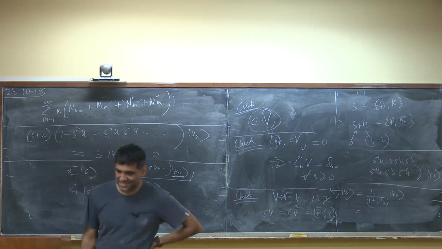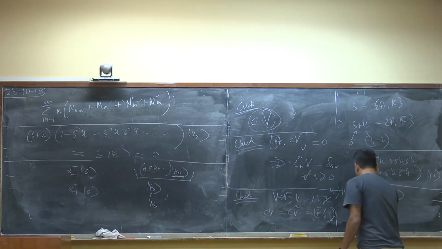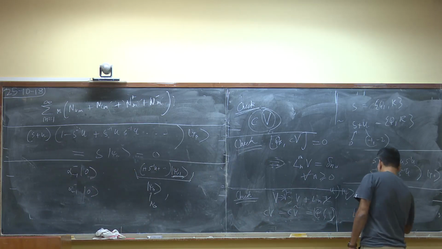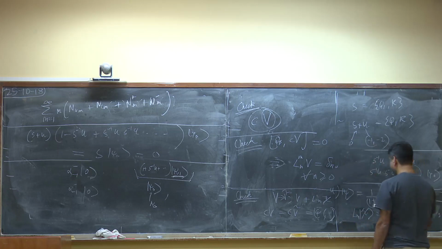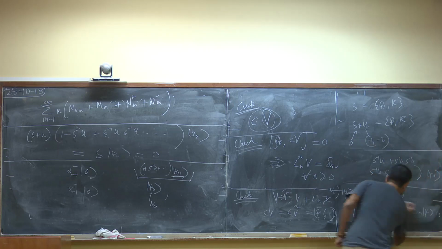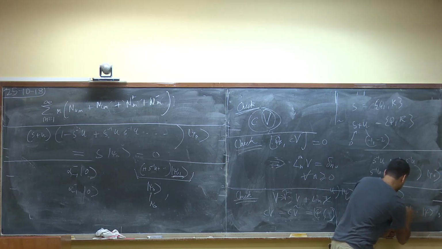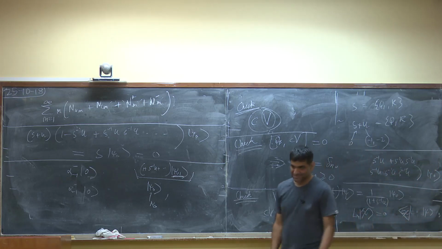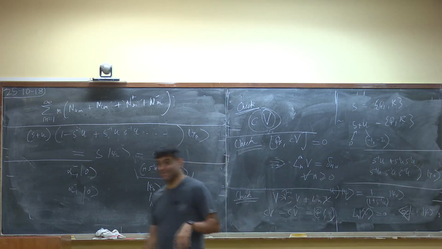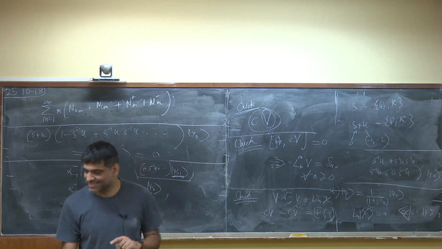A state that is both primary and descendant is null, because if you look at chi, which is a primary, that means that L_m on chi is equal to 0. Okay, but chi is equal to L_{-m} on psi. Now dot it with chi. L_m acting on this gives, with the dagger, 0, because L_m on chi is 0. So something that is both primary and descendant can only exist if the state is null. I'll give you examples next time.